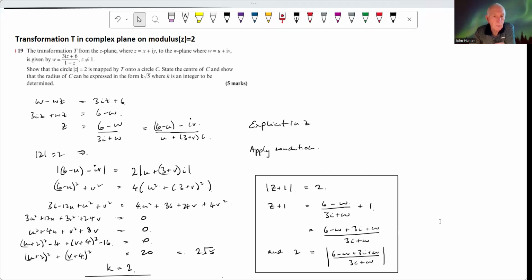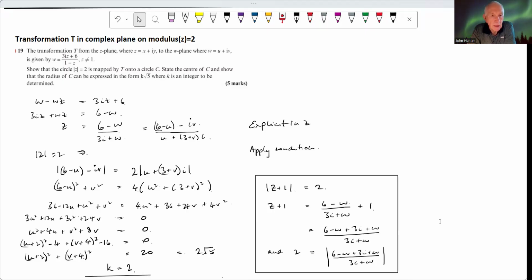Okay, we've got a worked example here. It's a transformation in the complex plane. Let's have a look. The transformation T from the z plane, where z equals x plus iy, to the w plane, where w equals u plus iv, is given by this expression: w equals (3iz plus 6) divided by (1 minus z), for z not equal to 1.